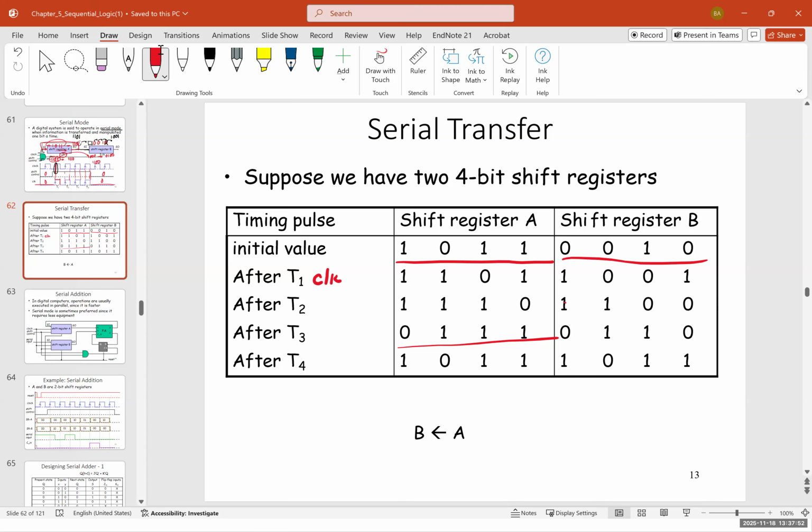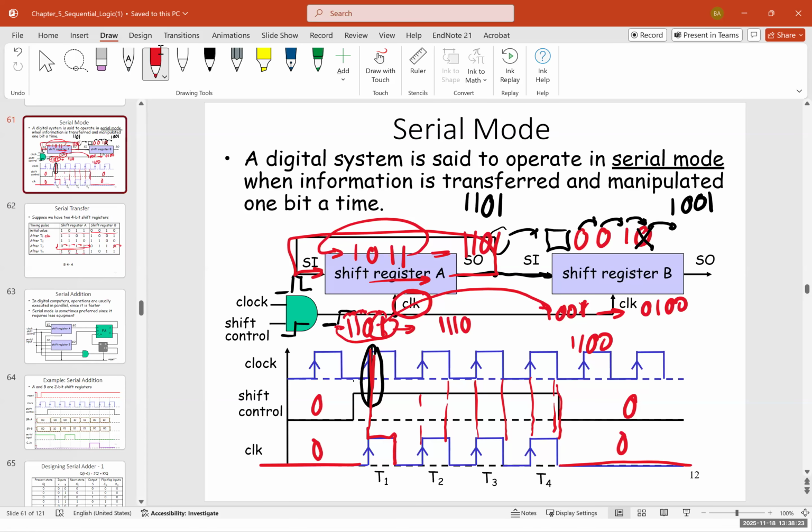Now this one, if I shift everything to the right, this one would come here. So the next one would be 1, 0, 1, 1. And this 0 would fall out, and we would have a 1 coming to the left. So it's going to be 1, 0, 1, 1. Is it clear? Okay. So this is how a serial mode would work.